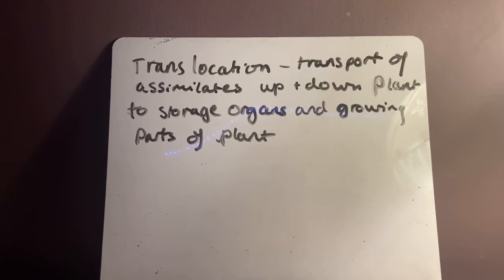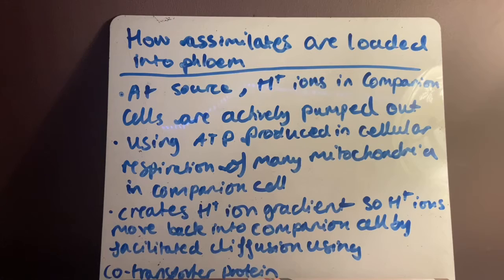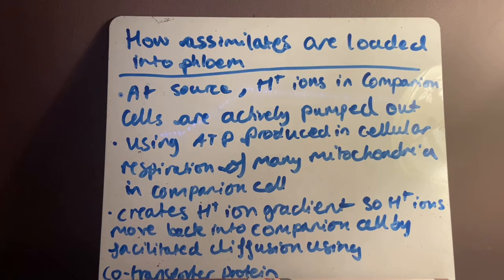Translocation involving the phloem is the transport of assimilates up and down the plant to storage organs and growing parts of the plant. How are assimilates loaded into the phloem?